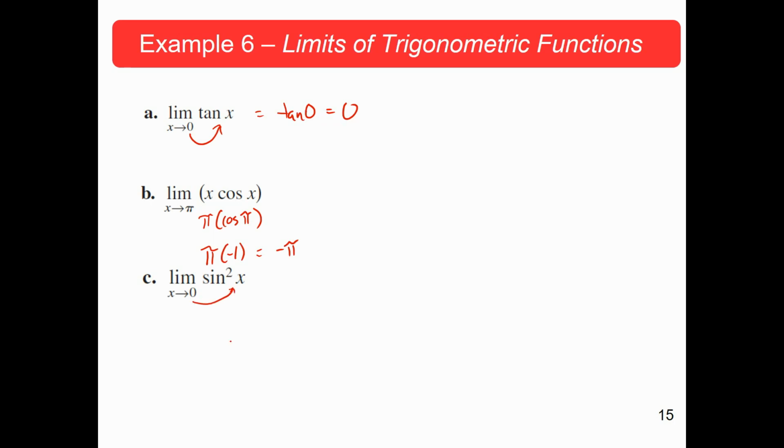Here we can plug that 0 in. We just get sine squared of 0. Well, sine of 0 is what? That's just 0. What's 0 squared? That's 0.